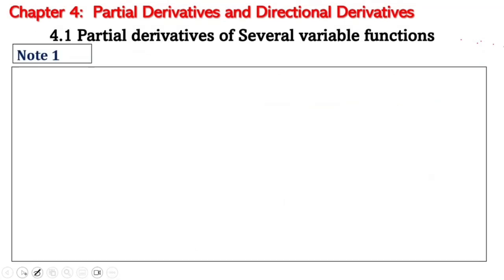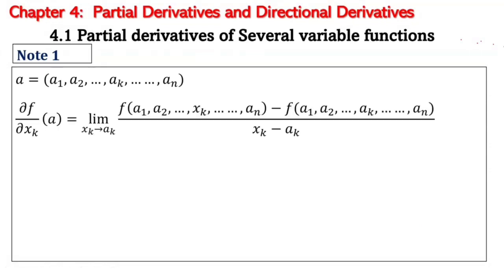Okay, now we have a few notes. Note 1 is that if we take x equal this from Rn, then the partial derivative of f with respect to the variable xk at the point A can be written like this formula. This is a standard formula.